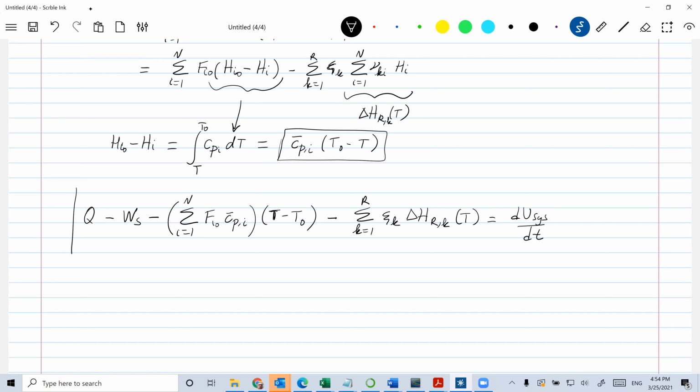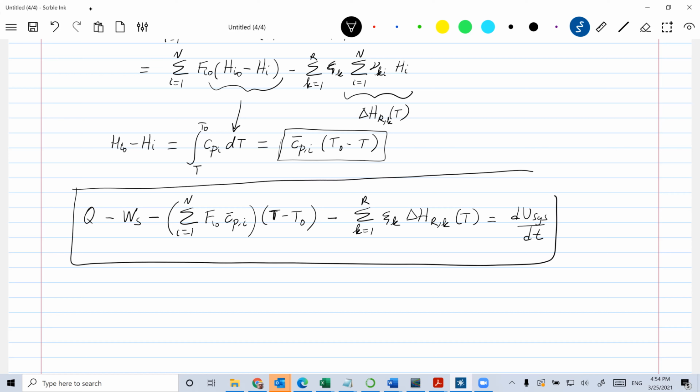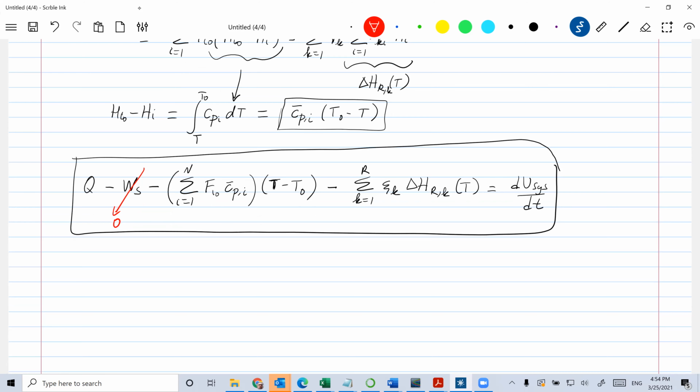So for PFR and CSTR and steady state stuff, you'll see that this is 0, right? In the class, shaft work is often 0. For PFR and CSTR at steady state, dOS/dt is 0. And for example, for an adiabatic system, Q is equal to 0. You're not adding heat, you're not removing heat. So you can see how this energy balance can become more and more simple.